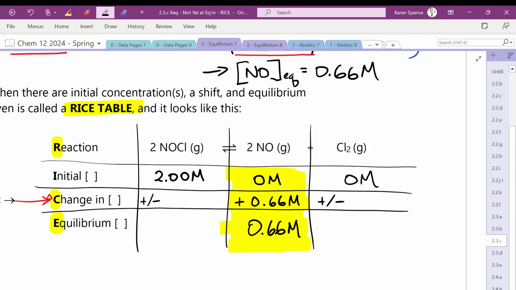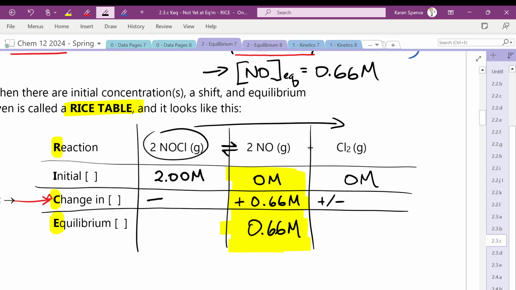Minus. You can say, well, it has to be negative because I'm starting with only this. Which direction does the reaction have to proceed? Right. It has to proceed to the right. And if it's proceeding to the right, we are using up NOCl. So that's going to be minus. And our equilibrium arrow is here.